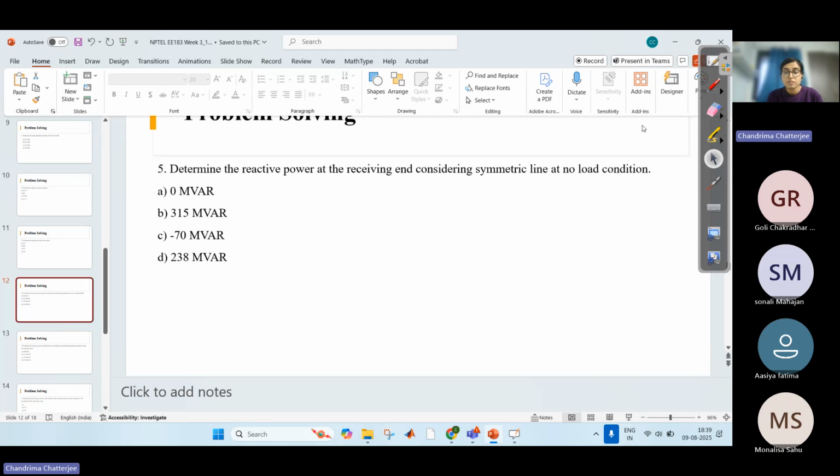Okay, now question number 5. Determine the reactive power at the receiving end considering symmetric line at no load condition. So what are the conditions? First of all, no load condition means there is no active power flowing. And the line is symmetric again, so you can take Vs equal to Vr. What will be the reactive power at the receiving end?